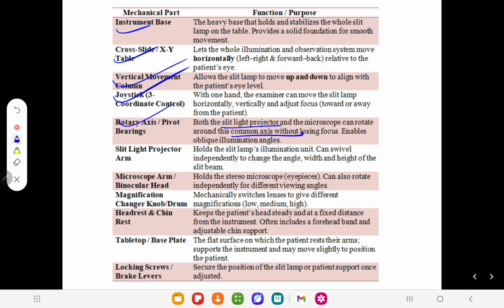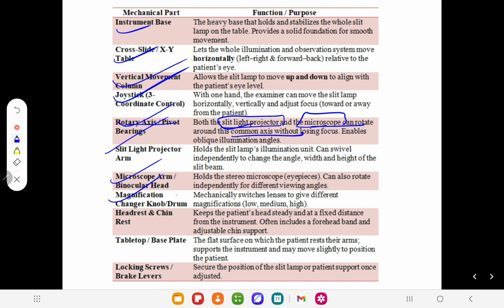So both the slit lamp projector and the microscope: the slit lamp projector means the illumination system, the microscope means the observation system, and the common axis rotation will eventually allow an angle between the two systems, isn't it? So the slit light projector arm is the illumination system. The microscope arm is the observation system. Magnification change is very important nowadays.